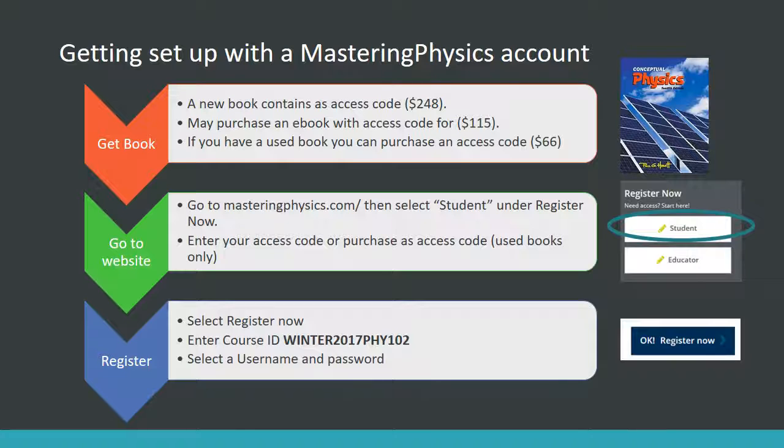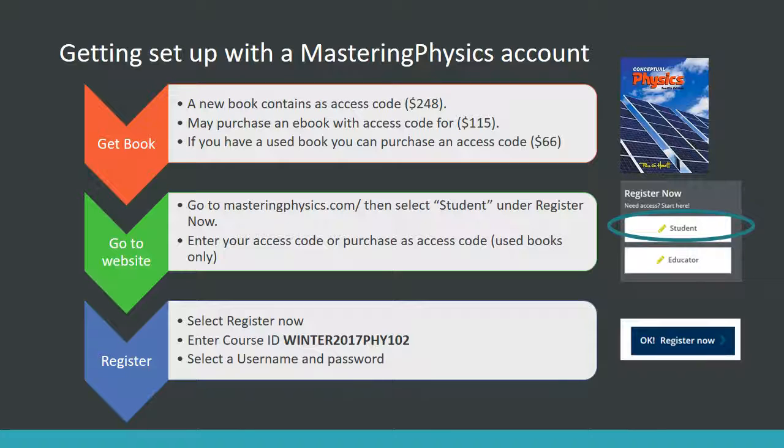When you have your access code, or if you're planning to purchase it online, you will go to masteringphysics.com. You'll select Student under Register Now, and then you will either enter your access code or purchase an access code on that site. Make sure that if you bought a book with an access code that you do not purchase one online. You'll use the access code that came in your book. There should be a card in your book that has that access code.